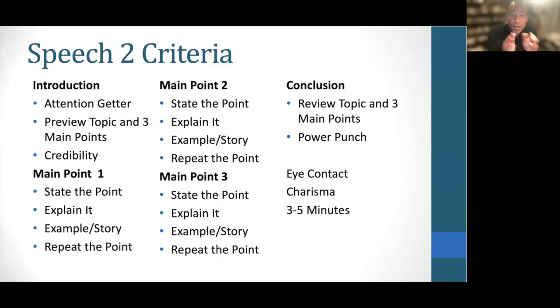it, okay? Again, eye contact with the camera, that we're charismatic again as much as we can be about the topic. We're knowledgeable about it, and we share the information that we know, and then that we're doing that in 3 to 5 minutes. Now, I do want to highlight a couple of other things as we're thinking about, okay, speech 2 and what we've got to do.